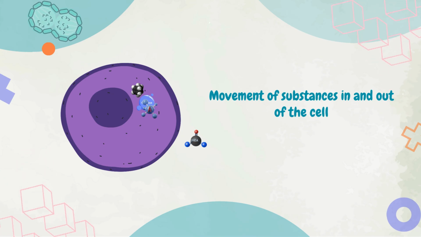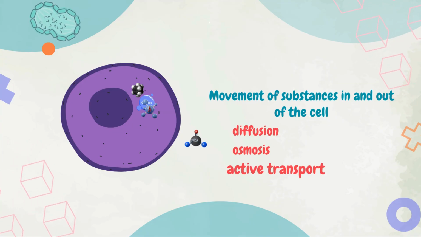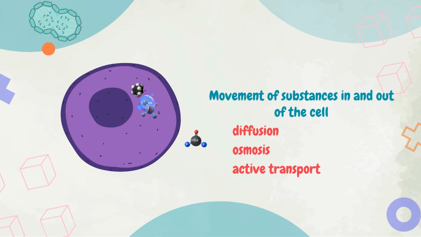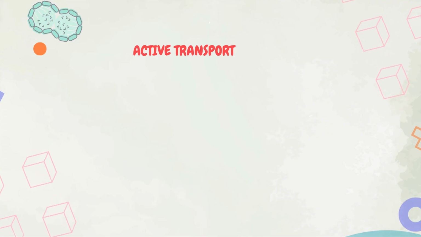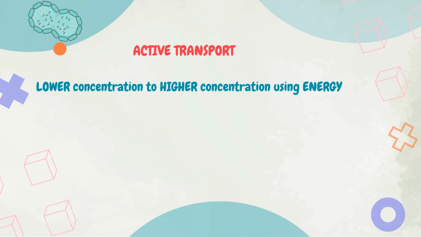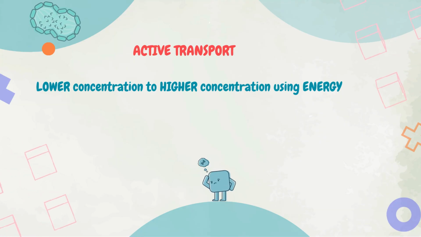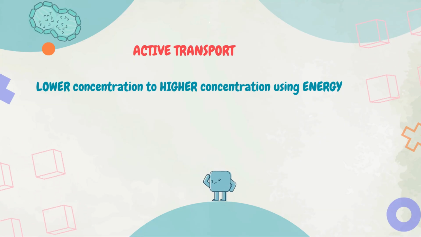Substances pass through the cell membrane mainly by three processes: diffusion, osmosis, and active transport. This video talks about active transport. Active transport is the movement of substances from the region of lower concentration to the region of higher concentration using energy.